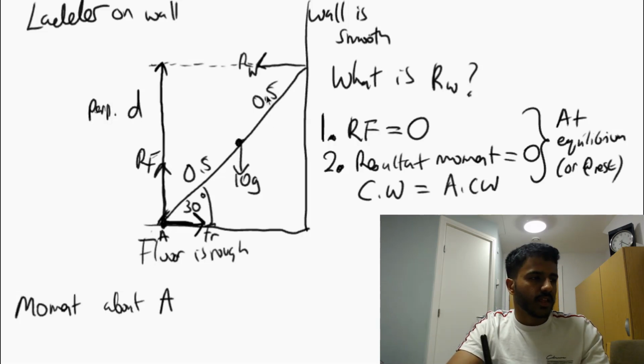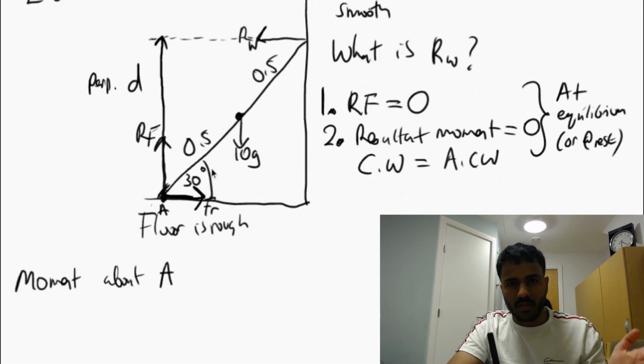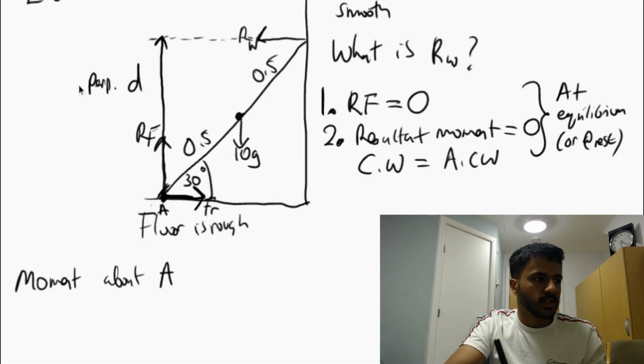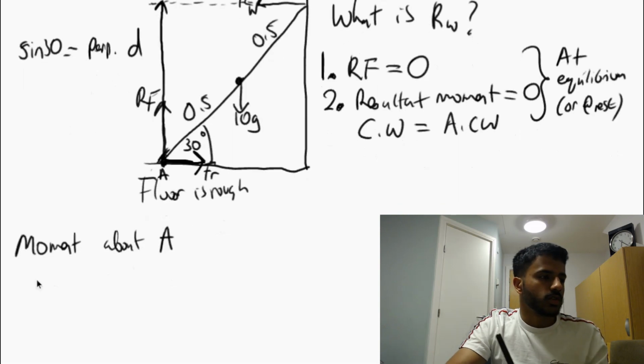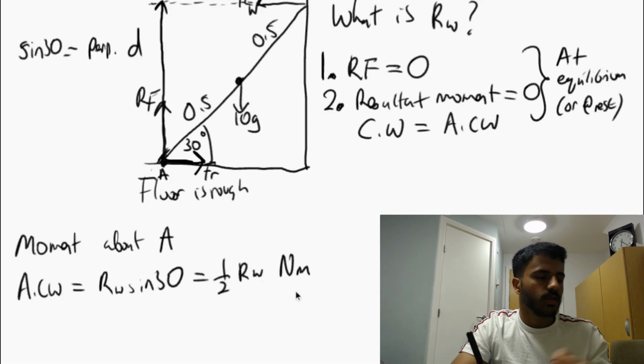And we know that this length here is 1 meter in total, and if you're moving away from the angle, you use sine. So this distance here is equal to 1 sine 30, or just sine 30 meters. So the moment due to this reaction force, or the anti-clockwise moment, is equal to Rw sine 30, which is just a half Rw in newton meters.